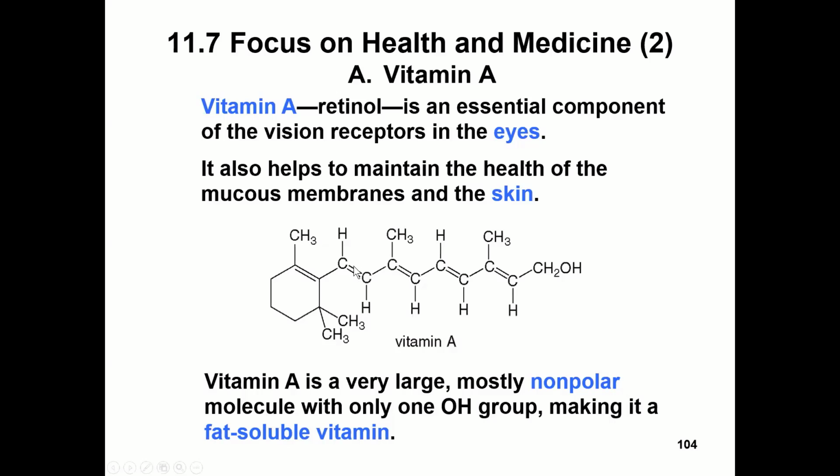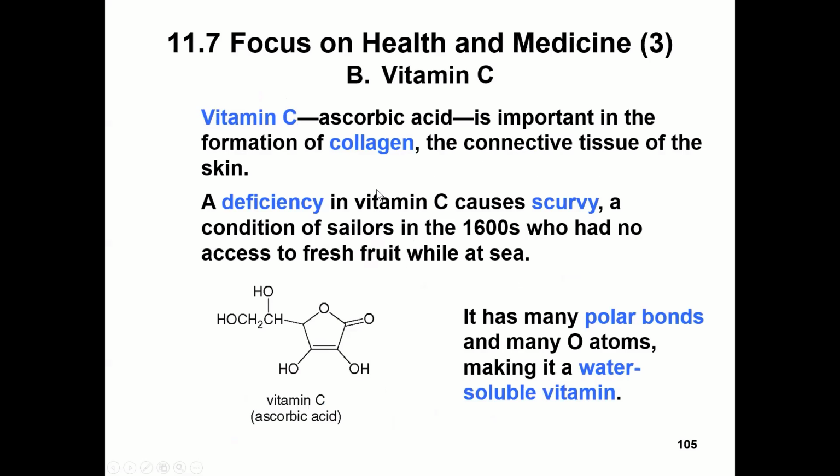We can point out some of the functional groups. There are definitely alternating carbon-carbon double bonds, and there's one hydroxyl group here. But generally, it contains many carbon-hydrogen and carbon-carbon bonds. So it's mostly a nonpolar molecule, and it's soluble in fats because fats are nonpolar. The fats do not dissolve in water. So vitamin A is called a fat-soluble vitamin, so it can accumulate in fat tissue.